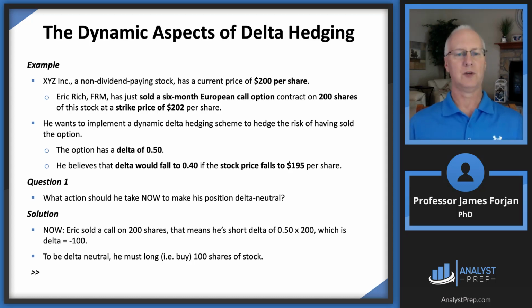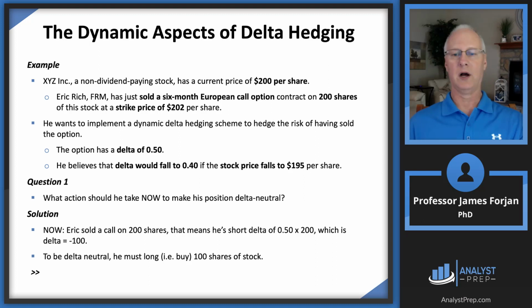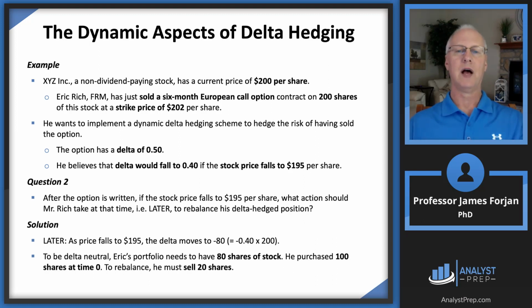All right, the next question then is, what happens if the delta falls to 0.4 when the stock price falls to 195? All right, so now what did we do back here? We bought 100 shares of stock. So now the stock price falls to 195, so the option is even more out of the money, right? So we're probably going to need fewer shares, and so do the math there.